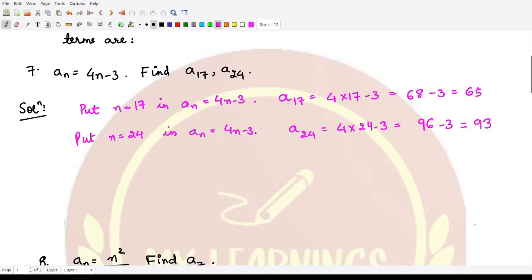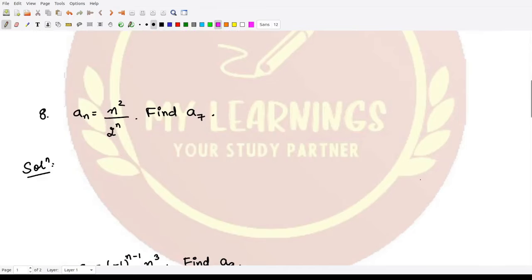Let's now move on to our next question, the 8th question here. For the 8th question, we need to calculate the value a7 here, right? And the general term is given to be this one. So that means here we need to put n is equal to 7 in our general term a_n, which is n squared divided by 2 to the power n. So first of all, you need to identify at which all places we have n. We have n here, we have n here, and we have n here. So in all the places where we have n, we will substitute n is equal to 7, so that our answer would be a7 is equal to 7 raised to power 2 divided by 2 raised to power 7. So we need to solve and simplify it.